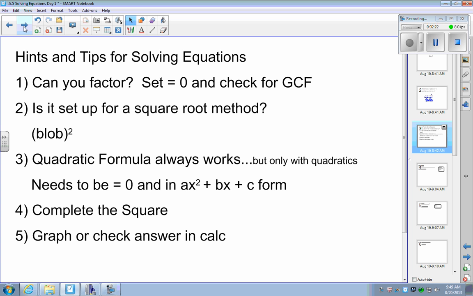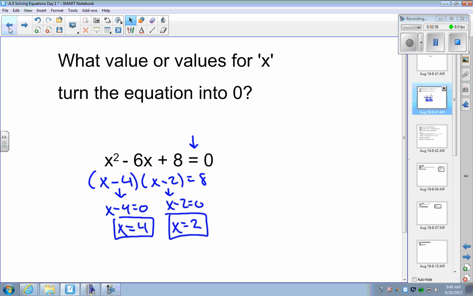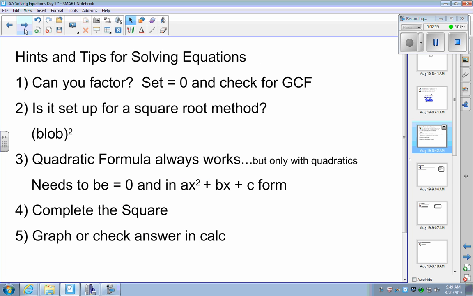Second type is it's set up for a square root method. So that's where you got your variable and some other things kind of in a blob quantity squared. So you really only see the x once, as opposed to the last one where you saw the x two different places, x squared and an x. Quadratic formula, you guys have used it before. It always works. I kind of like it, but it only works with quadratics. If you have something cubed, you're kind of out of luck with the quadratic formula. Big thing with that, though, needs to be equal to 0 and in the correct form. You're not going to do quadratic formula with the square root method.